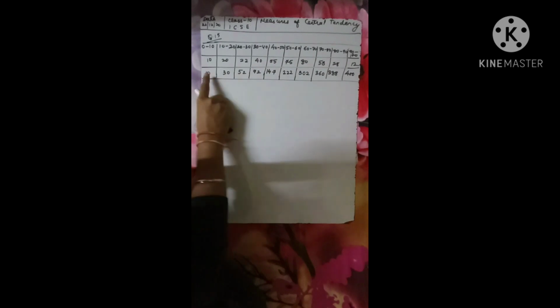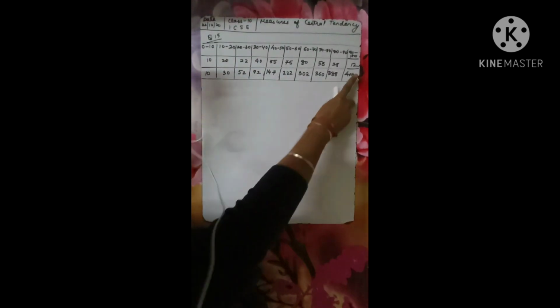Marks secured by 400 students in an examination are as follows. These are the intervals, the marks, these are the number of students, and this column I have made for the cumulative frequency. So 10, 10 plus 20 is 30, 30 plus 22 is 52, and so on up to 400. Now the question is, draw its ogive and estimate the following from the ogive.